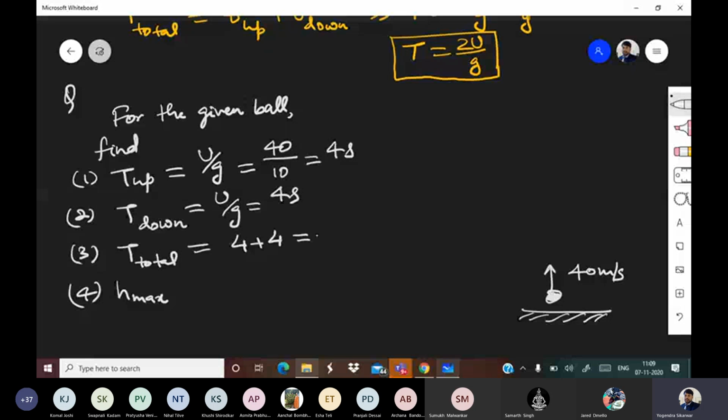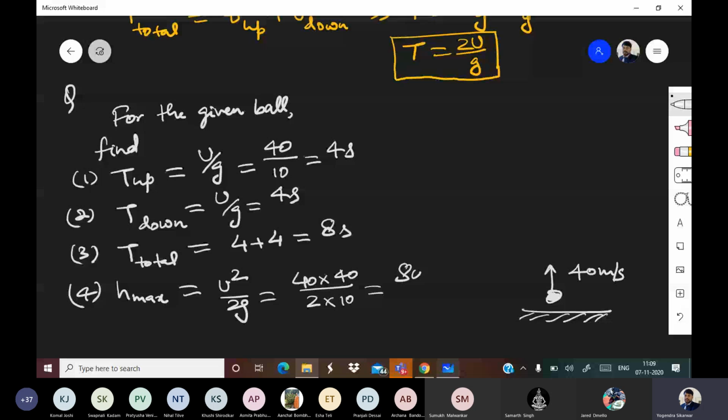H max will be U square upon 2G. So that will be 40 into 40 upon 2 into 10, and that comes out to be 80 meters. Komal, it will be plus 80 instead of minus 80. You have already used A is equal to minus G, so you don't need to put G as minus 10 now.